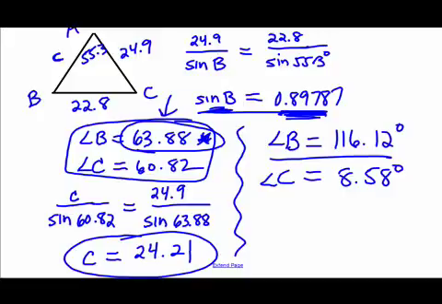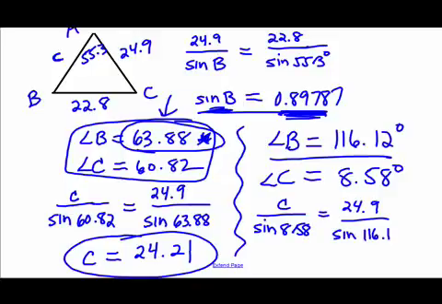Then to use the law of sines one more time to find side C, we would have C over the sine of our new angle C, 8.58, is equal to 24.9 over the sine of angle B, which is 116.12 degrees. We have an alternative answer for side C, and that is 4.14.